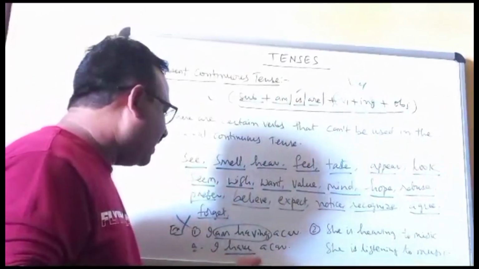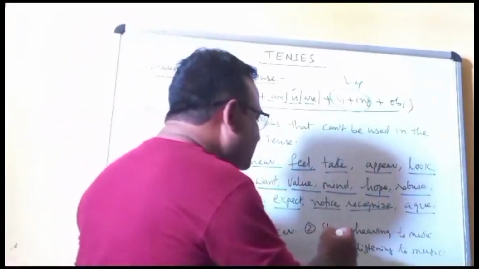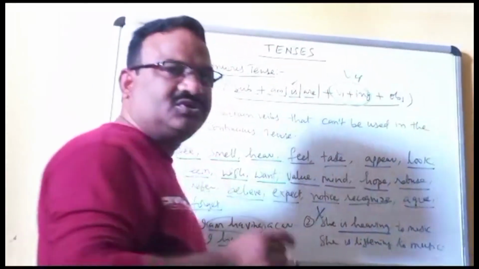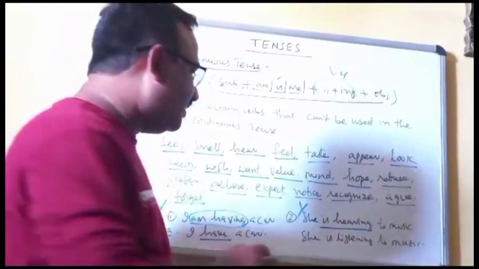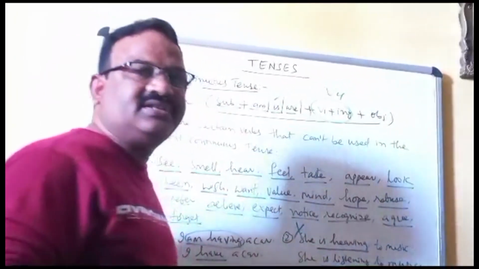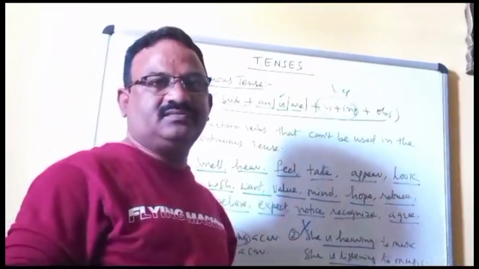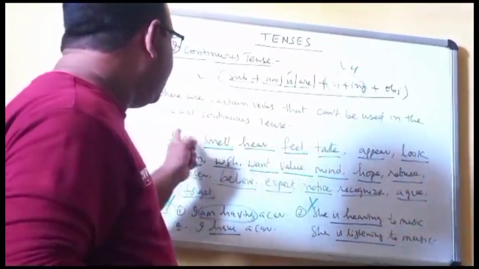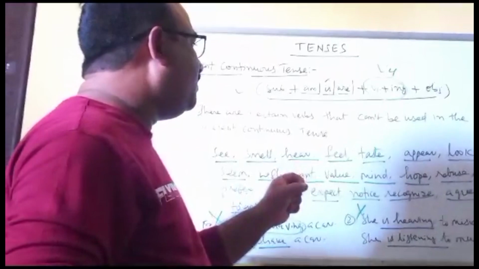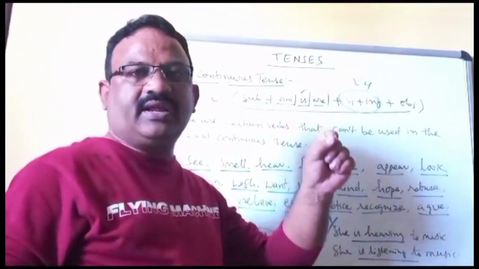I have a car. She is hearing music. That is wrong. We should not say she is hearing. She is listening to music. So, the following verbs should not be taken in ing form.